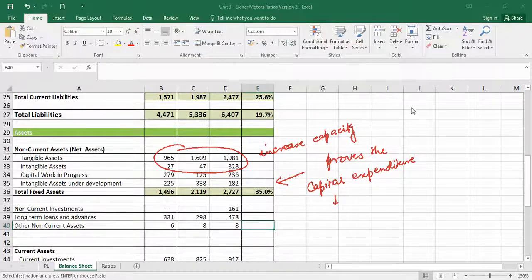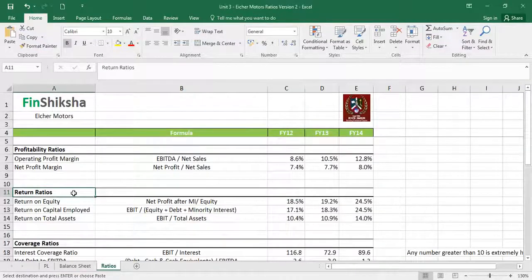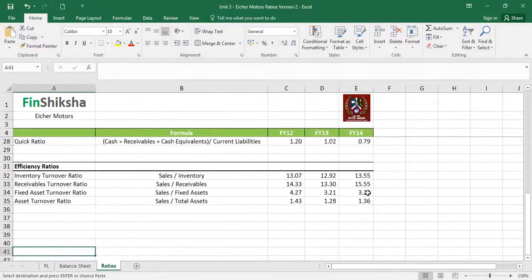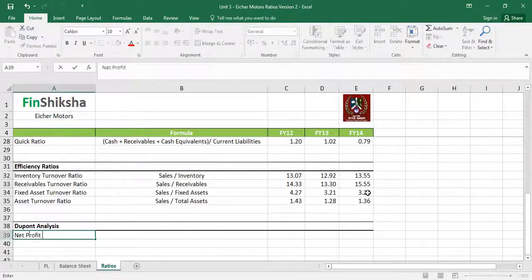Let's move ahead and turn our attention to the next part, which is we're going to look at the ratios, specifically return on equity, and we're going to do what is called the DuPont analysis, right? So we're going to paste it here. Let's put it as DuPont analysis. And remember, what was DuPont analysis? We were saying we have to calculate net profit margin, we have to calculate asset turnover ratio, and we have to calculate gearing or leverage factor, right?